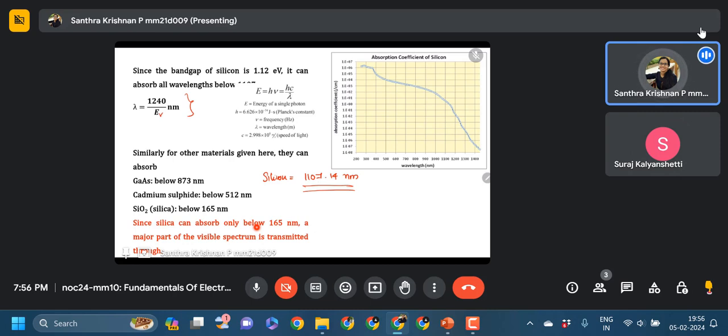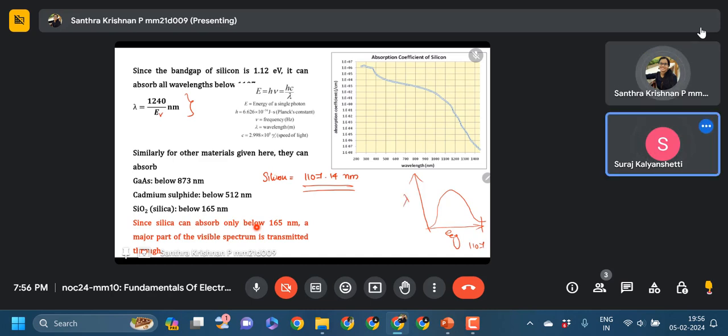Suppose you have a solar spectrum like this. This is usually how the solar spectrum looks. Here you have the value of 1107, this is your Eg and this is your lambda. Silicon can absorb all of these things, the entire spectrum goes in and gets absorbed. But with silica, the problem is that it is somewhere around 165, very small. So only the small section is getting absorbed. The rest all are just passing through it.